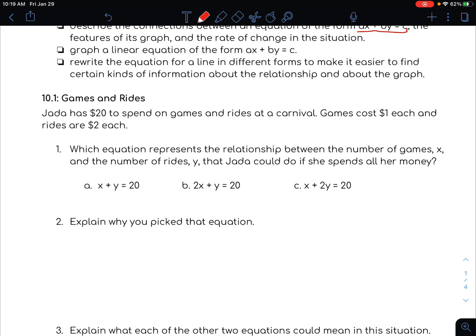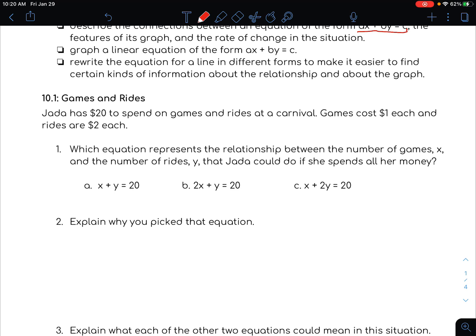So the first problem says that Jada has $20 to spend on games and rides at a carnival. Games cost $1 each and rides cost $2 each. Which equation represents the relationship between the number of games x and the number of rides y that Jada could do if she spends all the money?